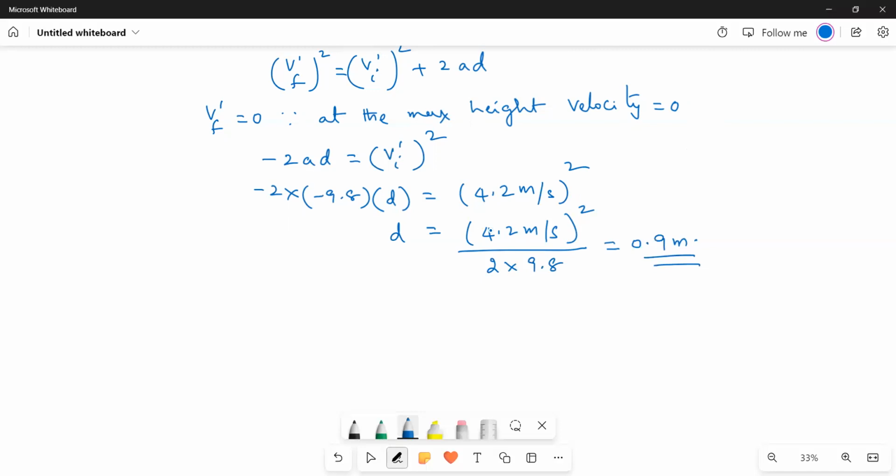Okay. So this problem is based on the kinematic equations, especially Vf square is equal to Vi square plus 2ad. Hope you understood the problem.